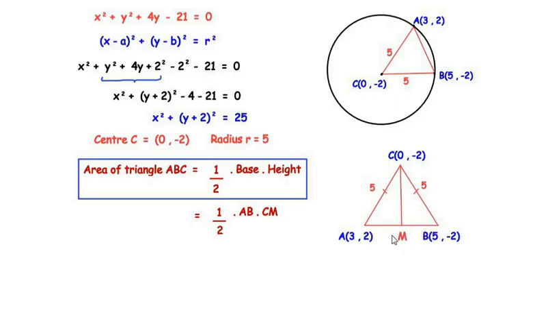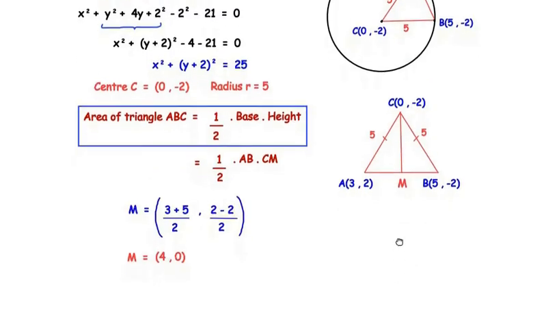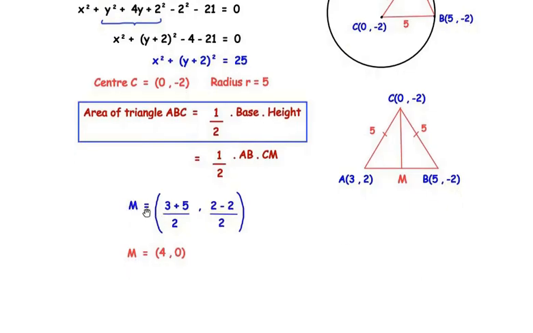So to find out the coordinates of point M, we are going to use the midpoint formula, where we add the x coordinates and divide it by 2, and where we add the y coordinates and divide them by 2. So here we have written the midpoint M is equal to 3 plus 5 divided by 2, comma 2 minus 2 divided by 2. So 3 plus 5 gives us 8. So 8 divided by 2 is 4, comma 2 minus 2 gives us 0. So 0 divided by 2 gives us 0. So the coordinates of the midpoint M is going to be 4, comma 0.